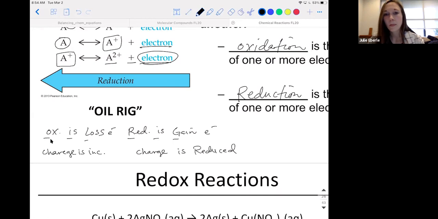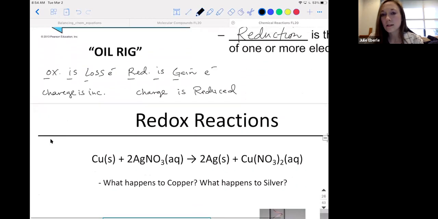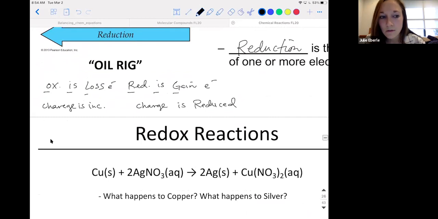All right. Okay, so now let's look at this in the context of a chemical reaction. And we're going to track which element is oxidized and which element is reduced. Which one gave away electrons, which one received electrons.